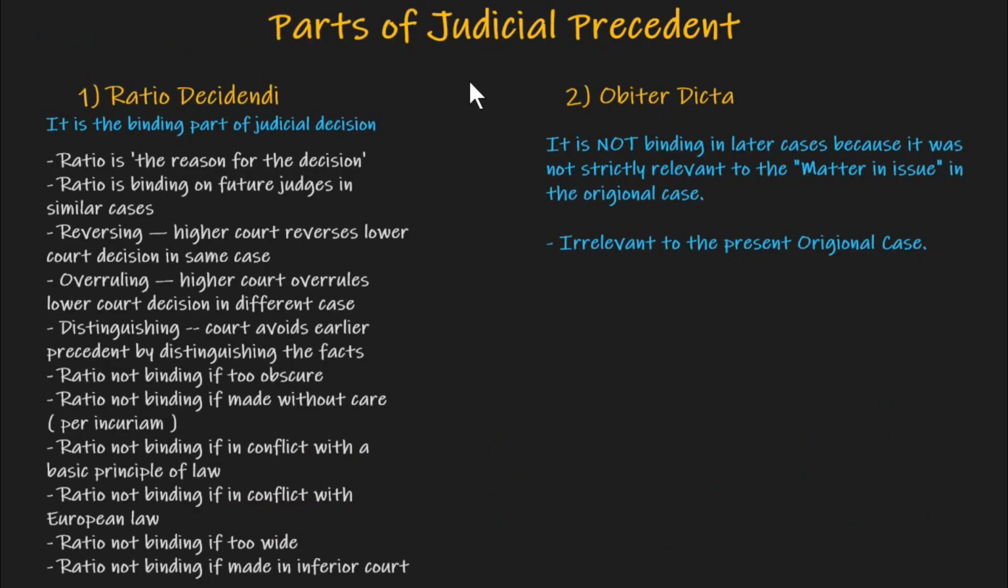Every judicial precedent consists of two parts. The one is known as ratio decidendi, which is the binding part of a judicial decision, and the other is known as obiter dicta, and it is the non-binding part of a judicial precedent. Okay, let's start with ratio decidendi.